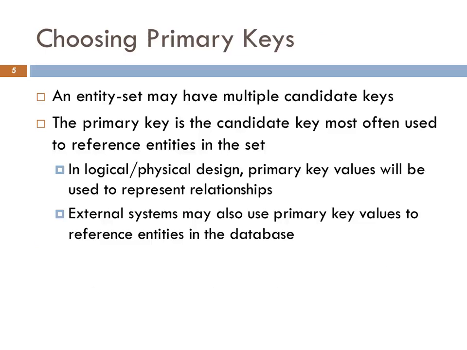Okay, so you might have multiple candidate keys. Unfortunately, in this documentation, this diagramming mechanism, there's no way of indicating non-primary candidate keys. Again, it kind of sucks, but it's just like the relational model notation. We only indicate the primary keys. Okay. This note here, external systems may use primary key values, is actually pretty dang important.